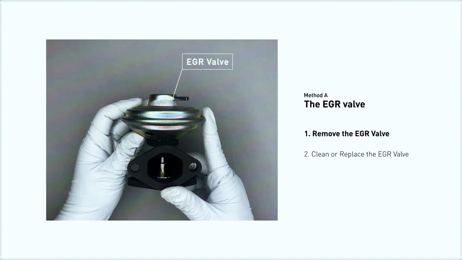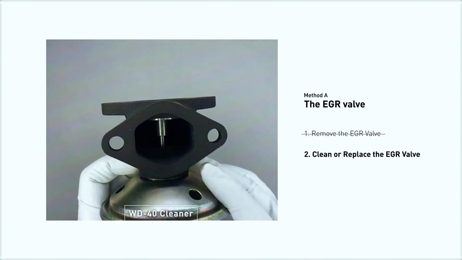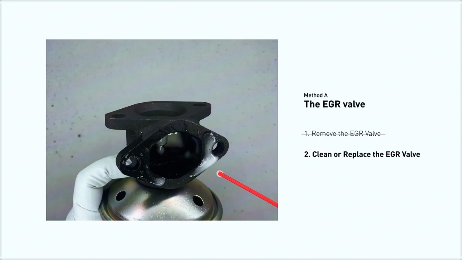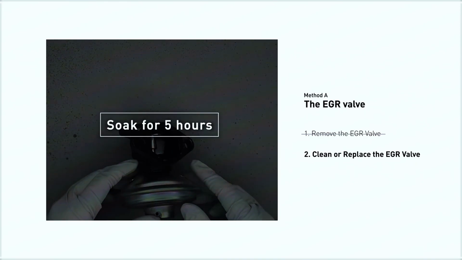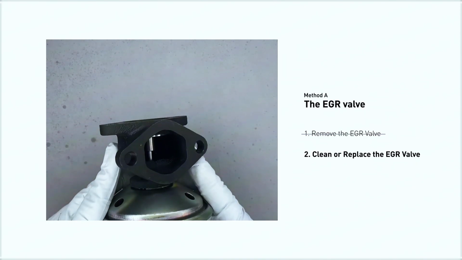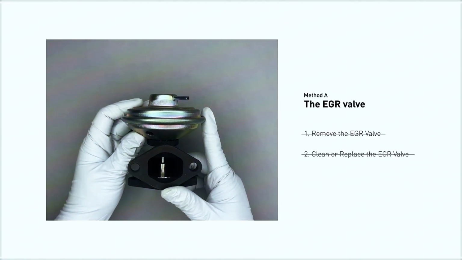First, carefully remove the EGR valve from your car. Turn the EGR valve upside down and fill it up with the WD-40 cleaner. Let it soak for 5 hours for the solvent to get rid of all the carbon buildups. After the cleaned EGR valve gets dry, reinstall it back into the car. If it is too dirty to be cleaned, you may replace it with a new EGR valve.